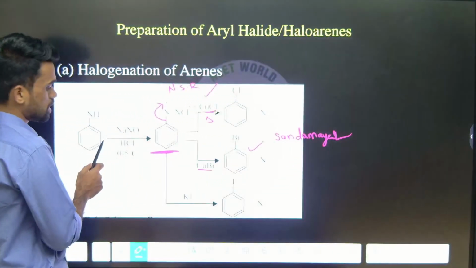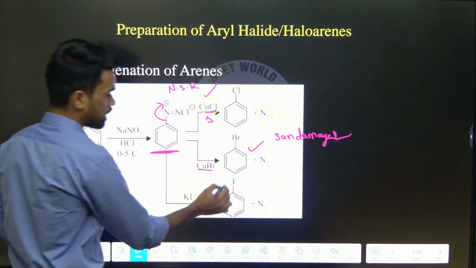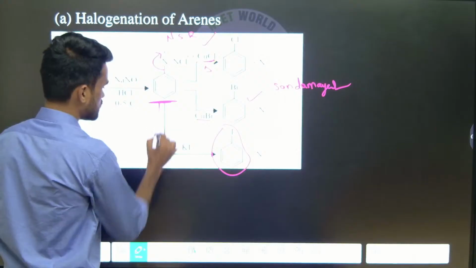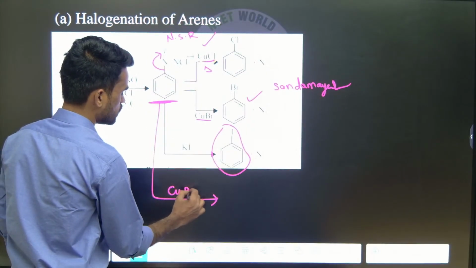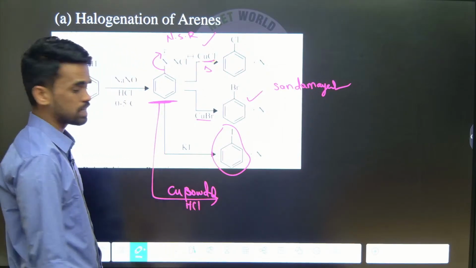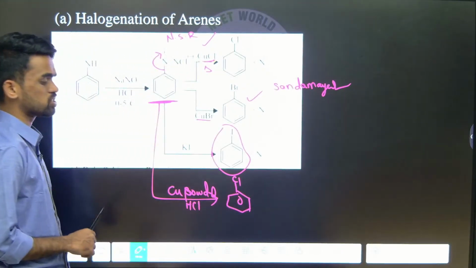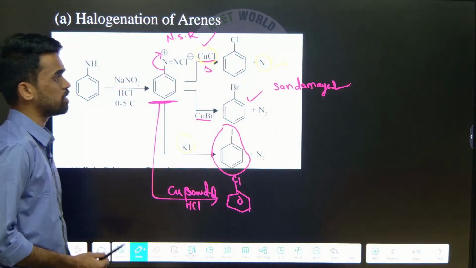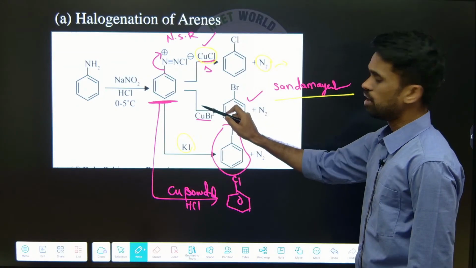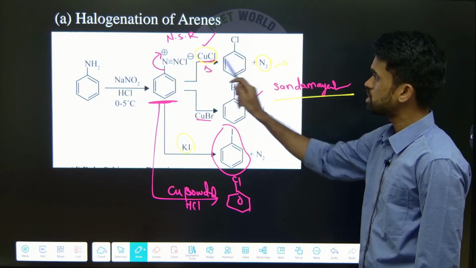Okay, so instead of treating this with CuCl or CuBr, if I treat with potassium iodide, KI, we will get iodobenzene. If the same compound is treated with copper powder and HCl, then it will generate chlorobenzene. What is the name of this reaction? Gattermann reaction. Okay, so now you can use Sandmeyer reaction, diazonium chloride with CuBr gives bromobenzene, CuCl gives chlorobenzene.